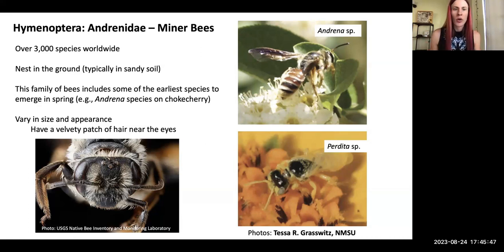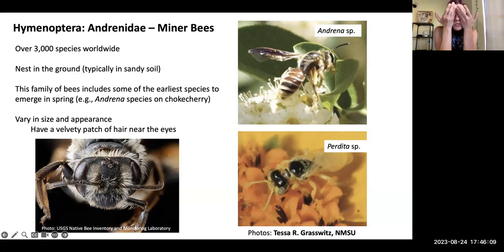They nest in the ground, mainly in sandy soil, so a lot of sandy areas. This family of bees includes some of the earliest species to emerge in the spring, so they're early spring pollinators, and they vary in their size. They can be medium to small. What's characteristic of them is they have this velvety patch of hair near their eyes.